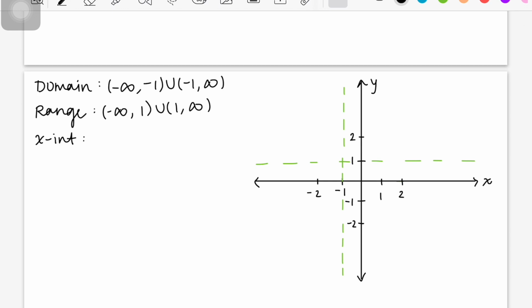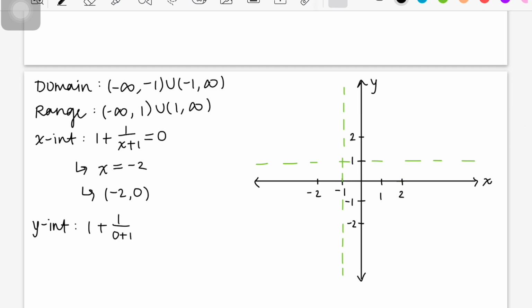If you want to find the x-intercept, we'll just set this equal to 0. Doing so, we'll get that x is equal to negative 2, and therefore our x-intercept is up there. And similarly, if we want to find our y-intercept, we'll set x equal to 0, and we get 2. So our y-intercept is (0, 2). So plotting these, we have (-2, 0) and (0, 2) here.